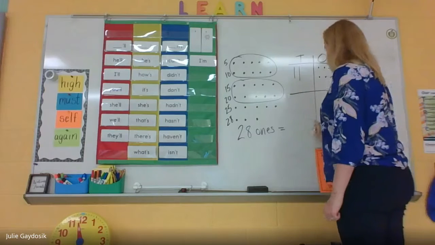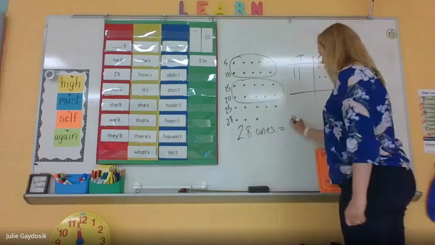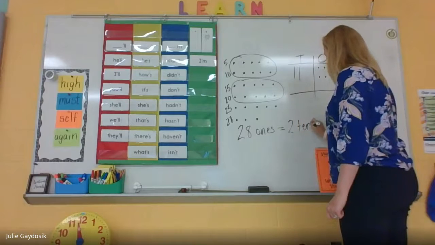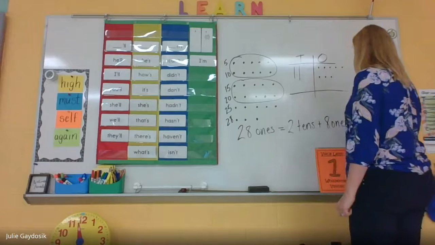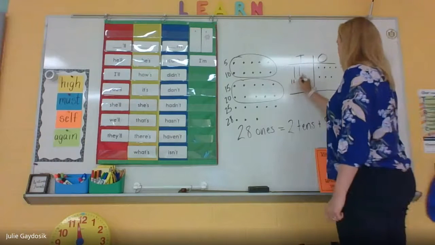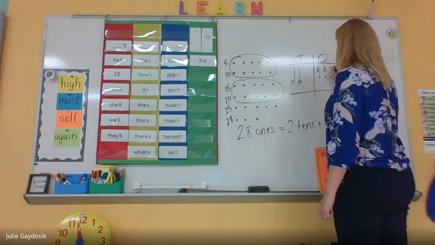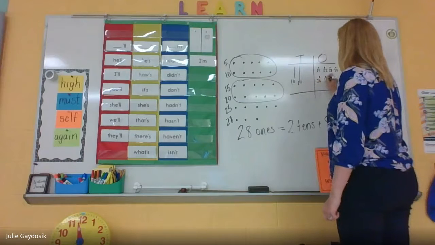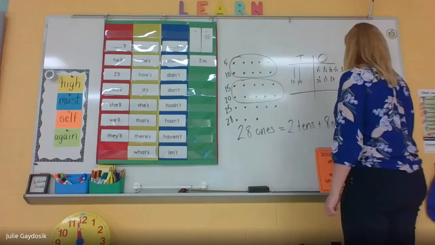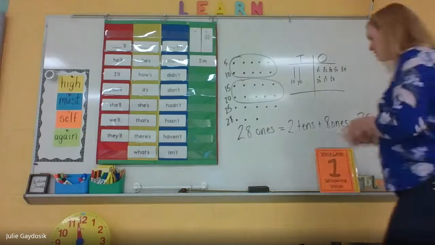Okay. So 28 ones is the same as 2 tens and 8 ones. And that value, 10, 20, 21, 22, 23, 24, 25, 26, 27, and 28. Okay. So this is what you have to do for your math activities today.